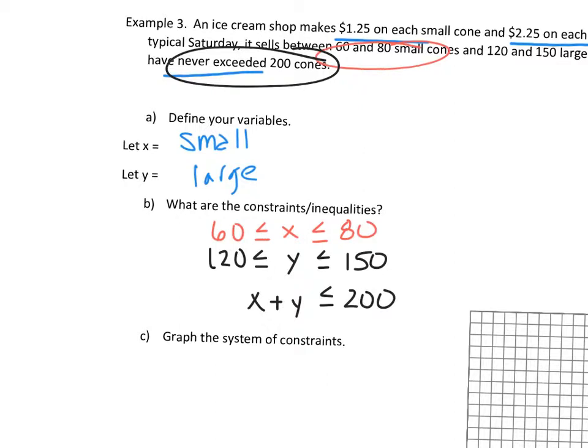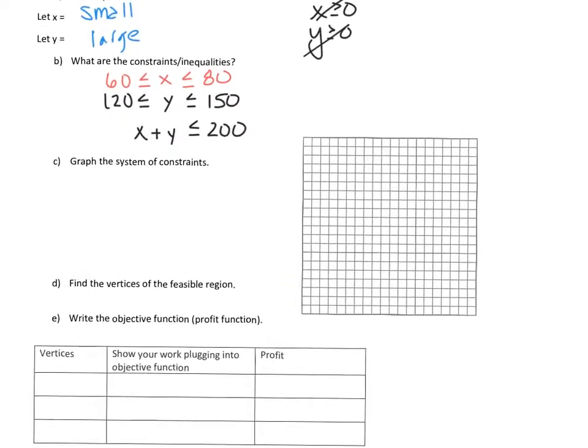Sometimes in linear programming, you have to have a minimum value. So sometimes you need to write in X is at least 0 and Y is at least 0 because you can't have a negative number of items. But in this case, we already have a minimum value of 60 and 120, so I don't need to write those. So the next part, graph these.